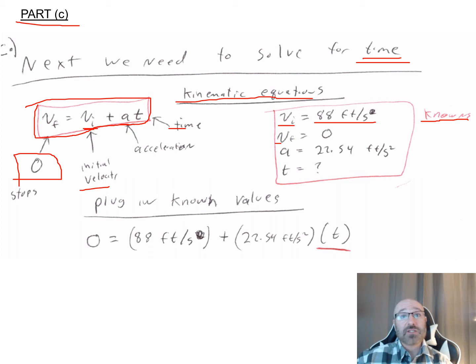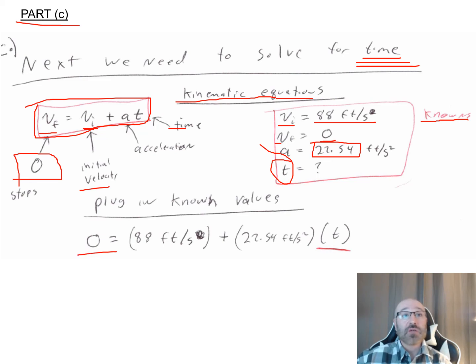My final velocity is 0 because it comes to a rest. I can plug that in there. My acceleration that I just solved for on the previous part of this problem was 22.5 feet per second squared, and my time is unknown, which is exactly what I'm looking to solve for. So I can plug in everything there, one equation, one unknown.